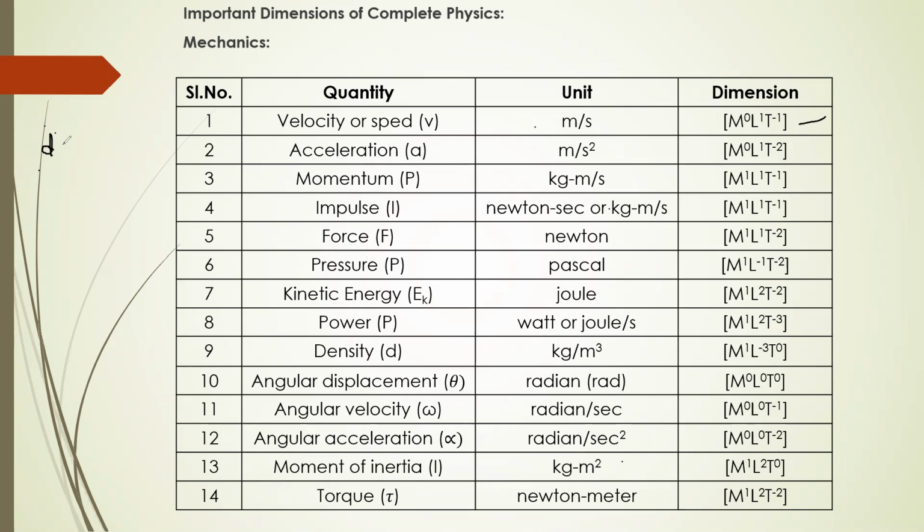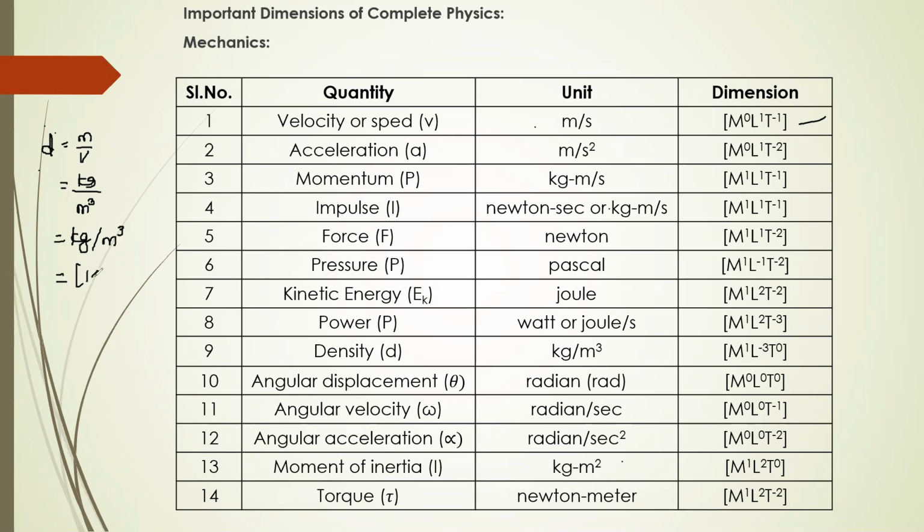Here density is nothing but mass per unit volume. So mass is taken as kg, volume is taken as length into breadth into height, that is meter cube. This is nothing but kg per meter cube, which is for density. Now we will write the dimensional formula here.